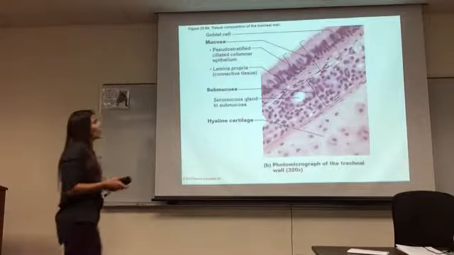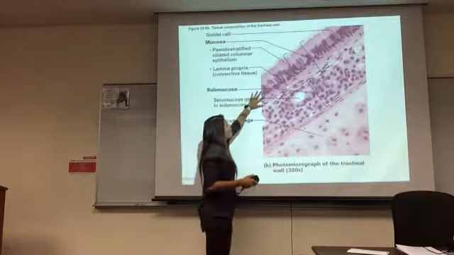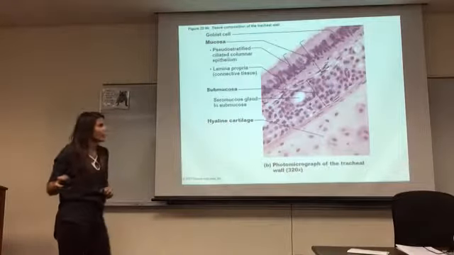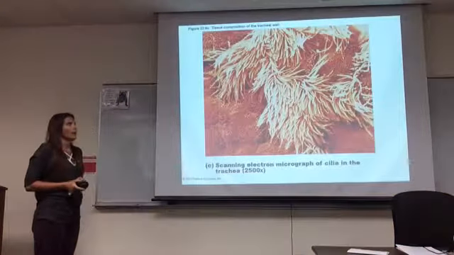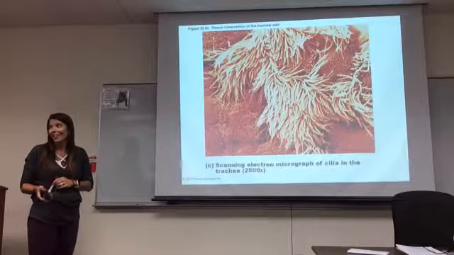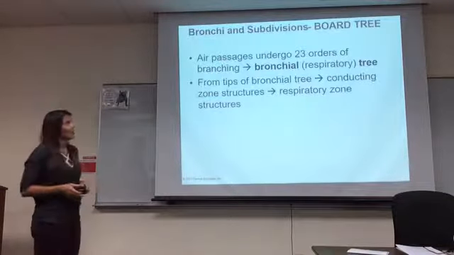Here's an up-close photomicrograph of it, so you can see the mucosa, submucosa, and then the connective tissue on the outside, the three layers of the trachea. Here's the cilia up close. It is super cool. I know that you're probably not as excited as me, but that is cool.